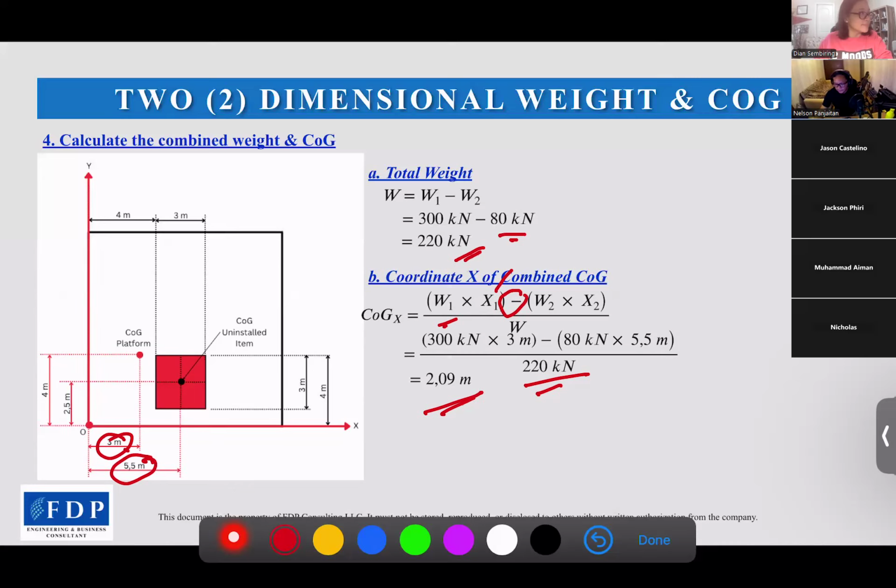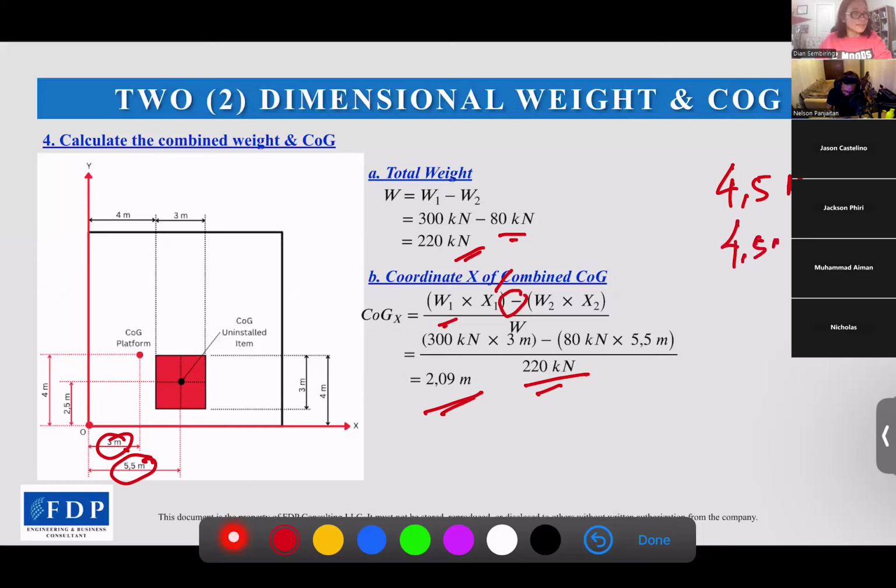4.5. Anyone gets a different number? I got the same, 4.55.